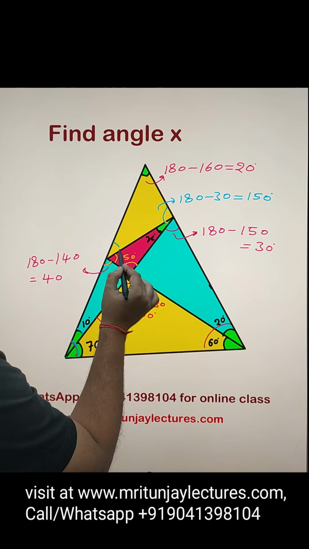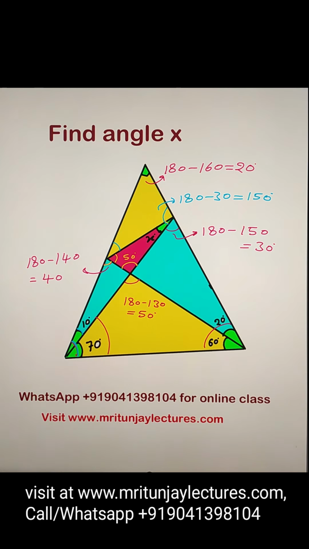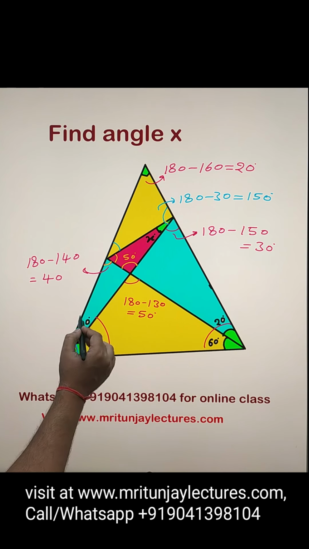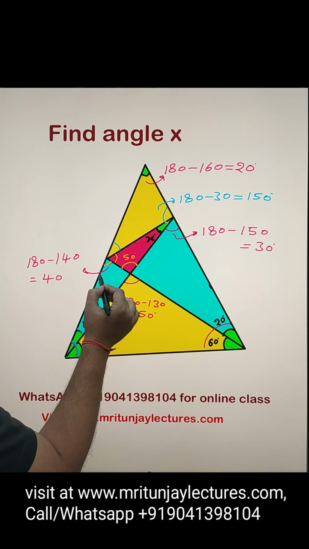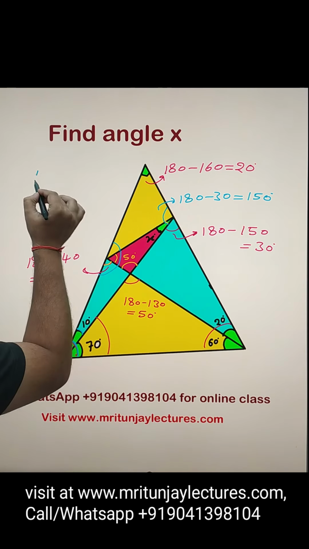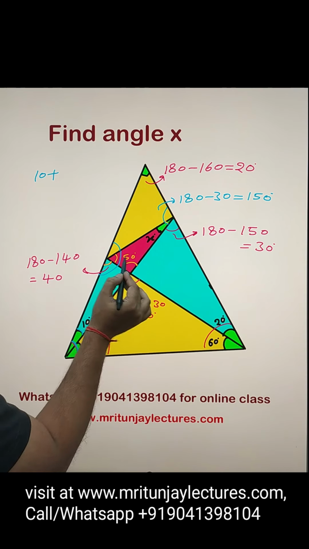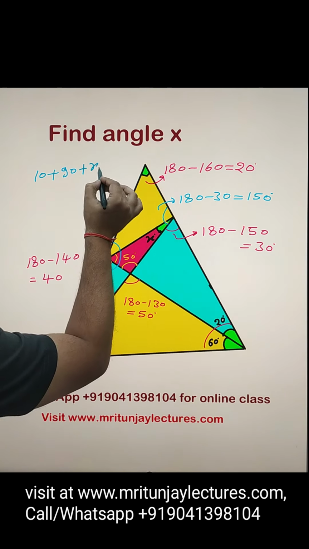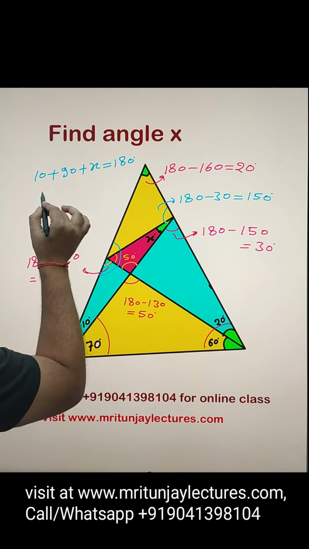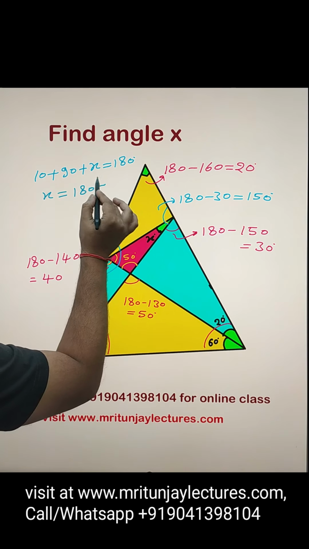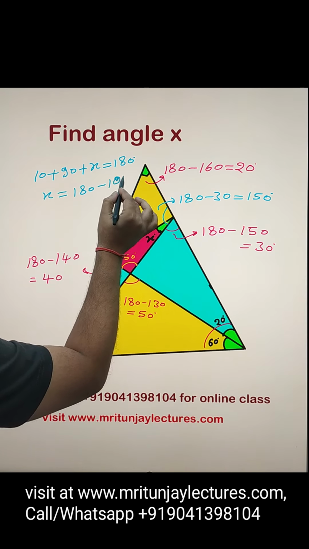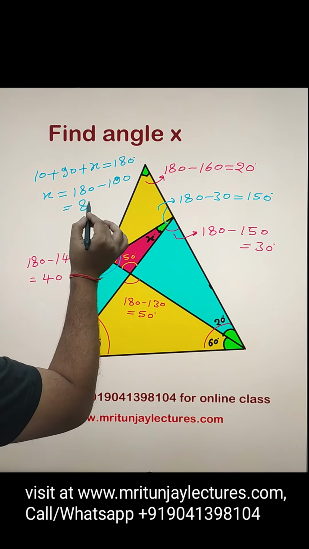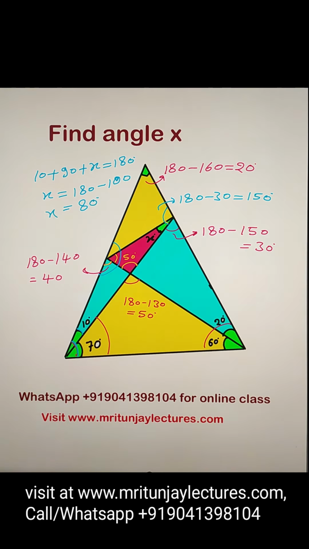How can we determine that angle? If you look very carefully, this is 10 and that one is 10 plus 40 plus 50, that is 100, plus x, this will be equal to 180. So x will be equal to 180 minus 100. So we got how much? 80 degrees. So x is basically 80 degrees.